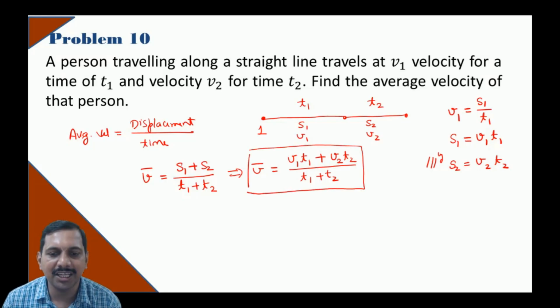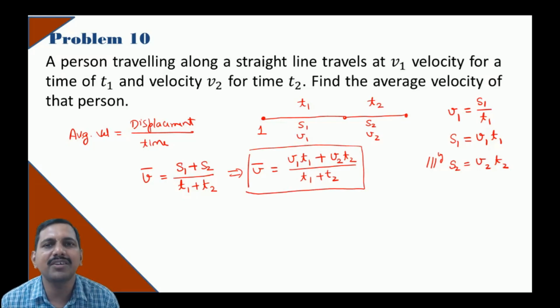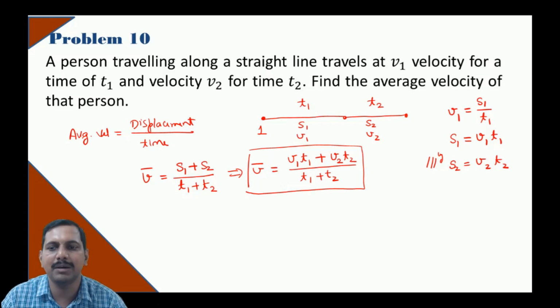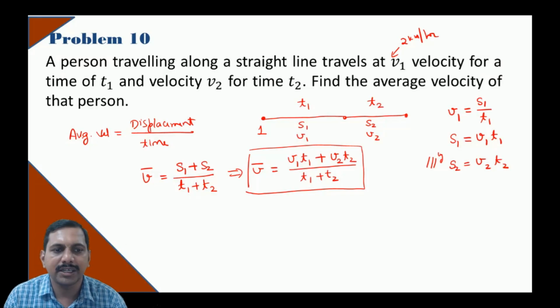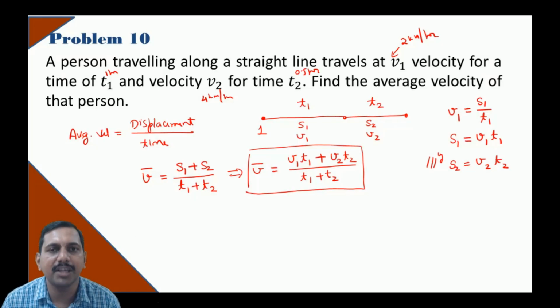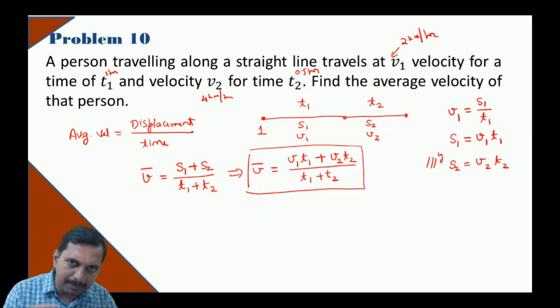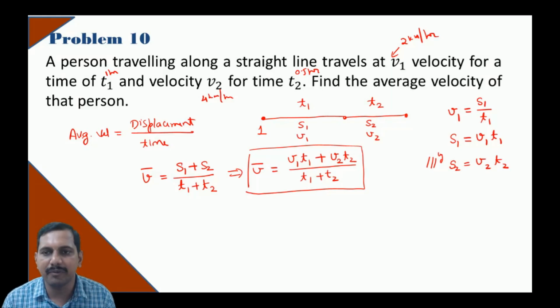Now in any numerical problems, they may give some numbers here. For example, they may give that a person travels with v1 of 2 km per hour for a time of say 1 hour, and then v2 of say 4 km per hour for half an hour, 0.5 hour. Find the average velocity of the person. That can be there, or they may give it in meters per second. There might be conversions involved, so we have to be very clear.